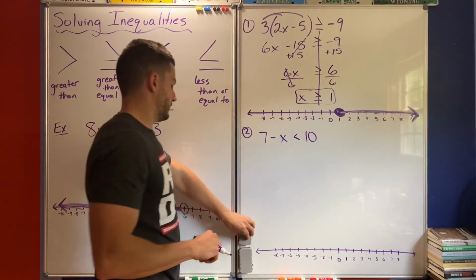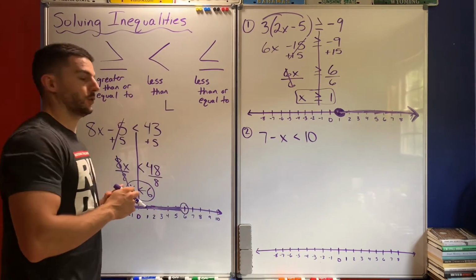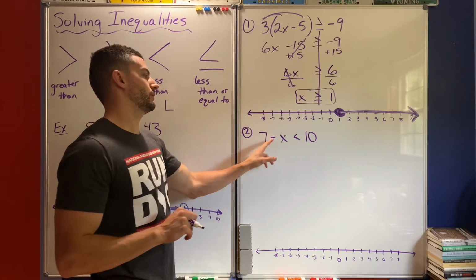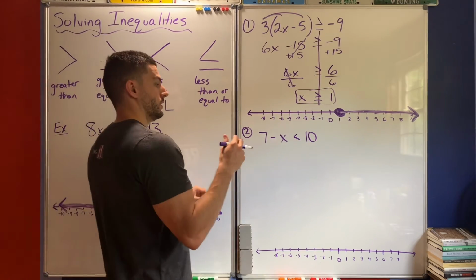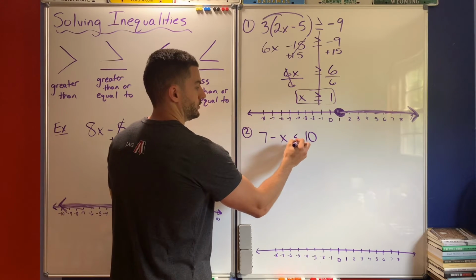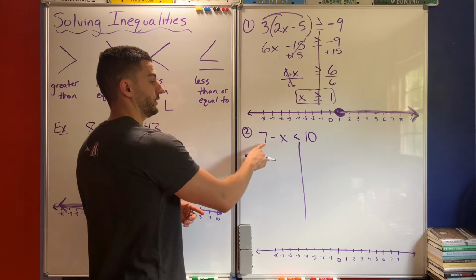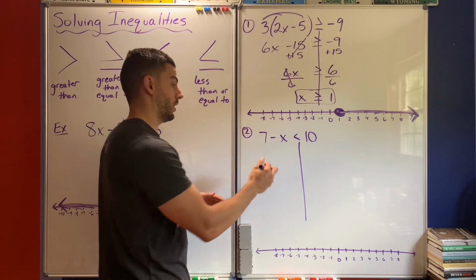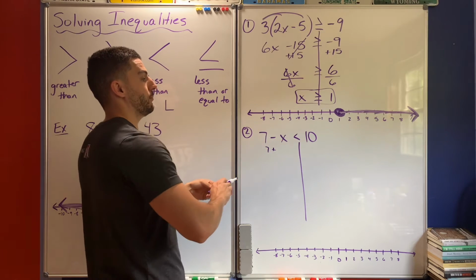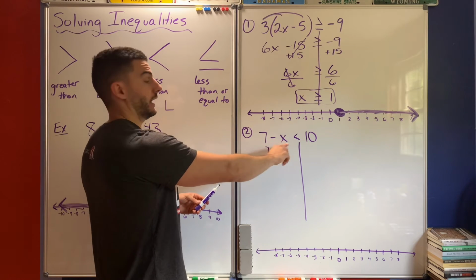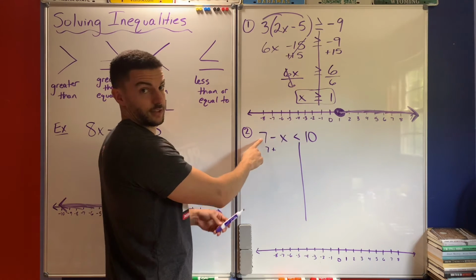Okay, last one. Here's where we run into that rule that's a little bit different from normal equations, okay? So 7 minus x is less than 10. Okay, a simple looking equation, but let's solve this. If I wanted to solve this, the first thing I'm going to do is cancel out this 7. And again, the common mistake is to add 7 because they see this minus. But that minus is kind of going with the x here, okay? So if I ignore that, this is just positive 7, okay?